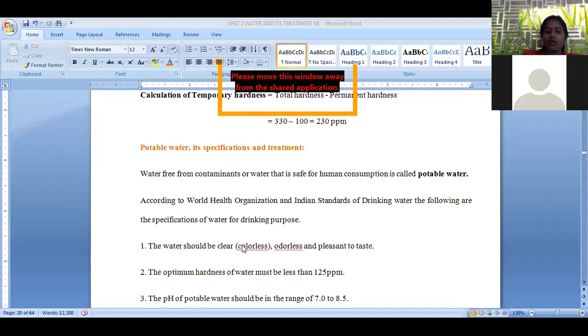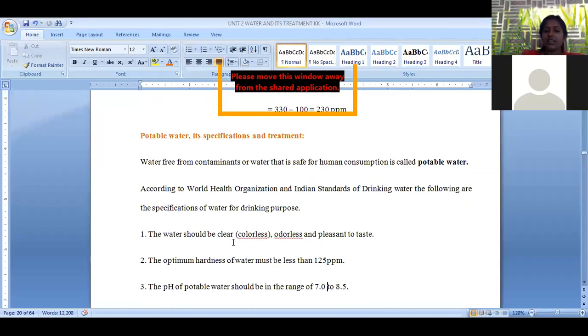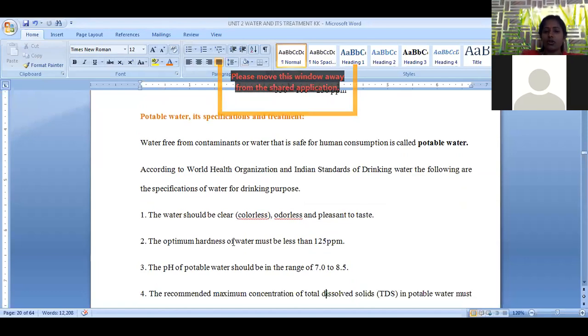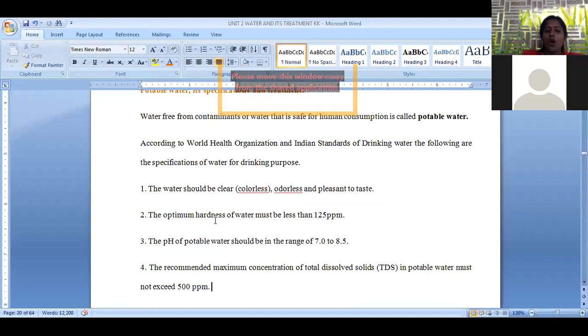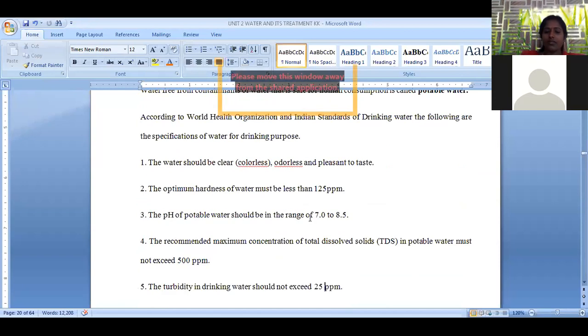Characteristics of potable water: potable water should be very clear, odorless, and pleasant to taste. If any color is there, that indicates some dissolved solids are present, so it is not fit for drinking. Optimum hardness should be less than 125 ppm. If it exceeds 125, that causes many adverse effects in our body. Less than 125, it may not cause any kind of adverse effect.